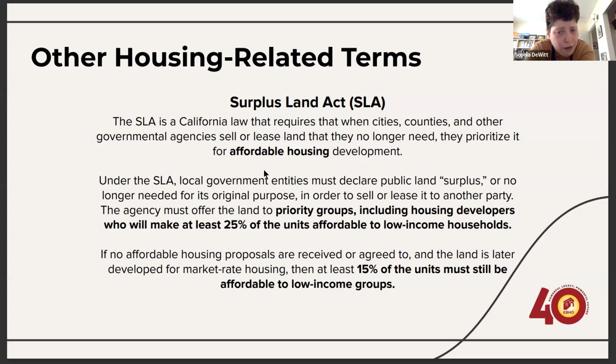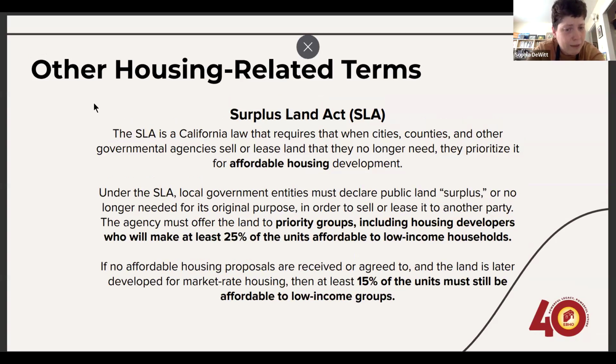And in order to sell or lease it to another entity, that agency must first offer the land to priority groups, including affordable housing developers, who agreed to make at least 25% of the units affordable to low-income households. If no affordable housing proposals are received or agreed to, and the land is later developed for market rate housing, then still at least 15% of the units must be made affordable to low-income families and individuals.